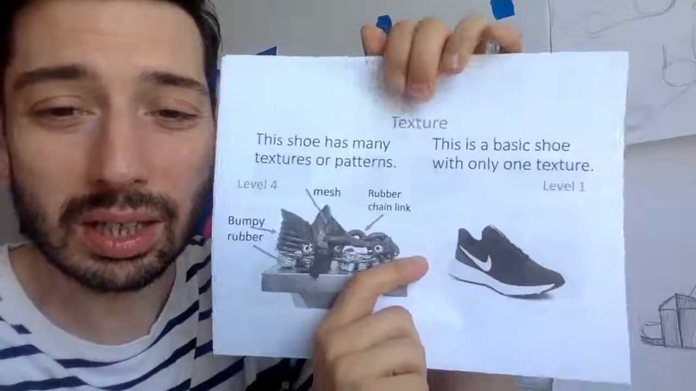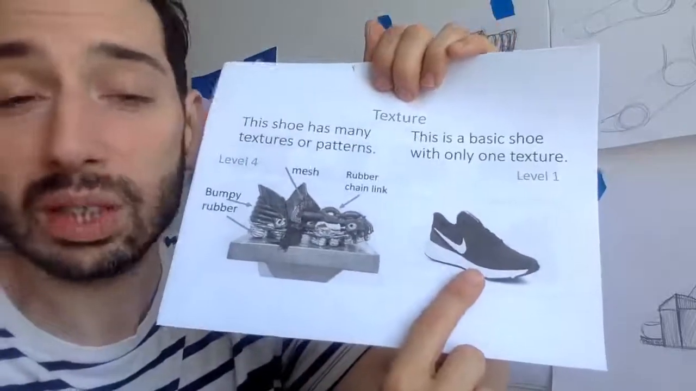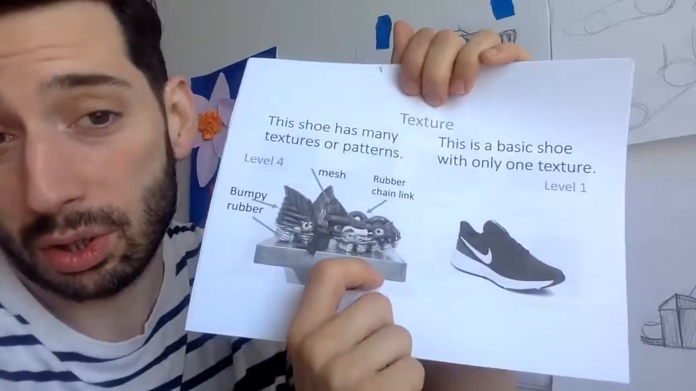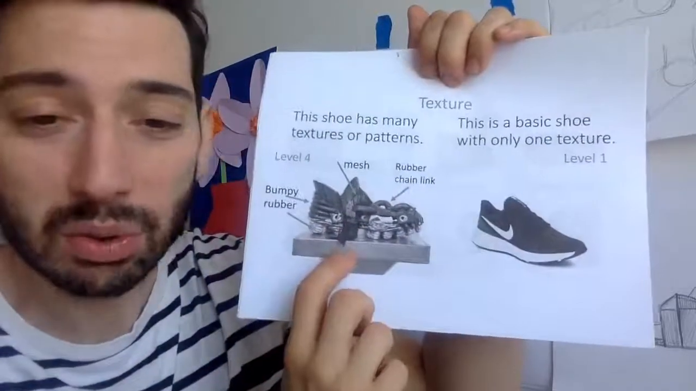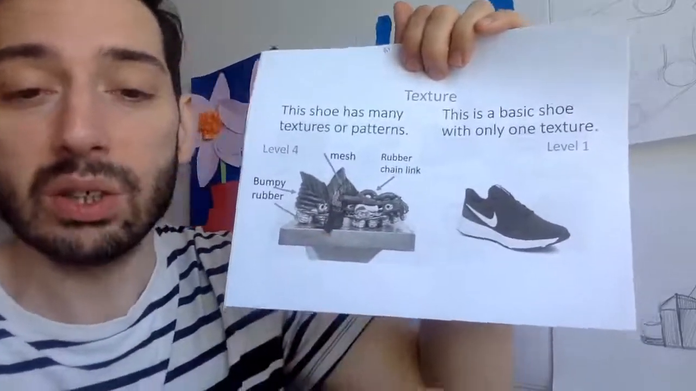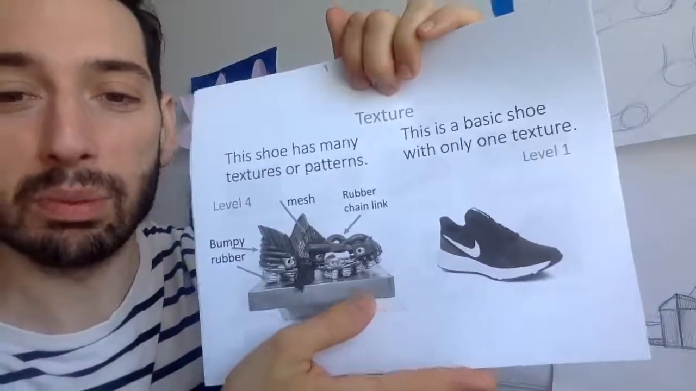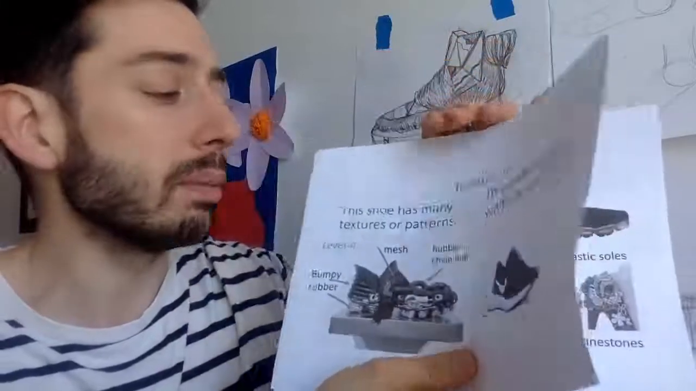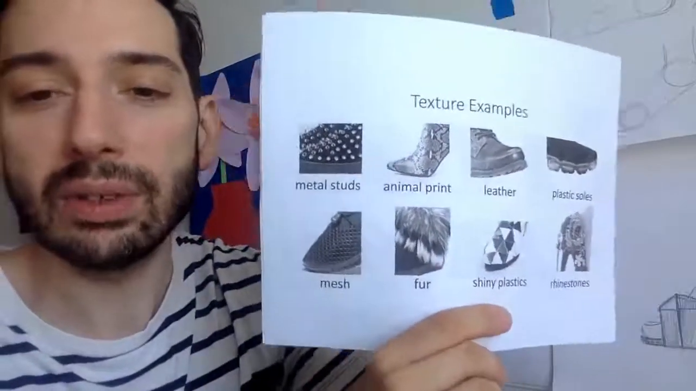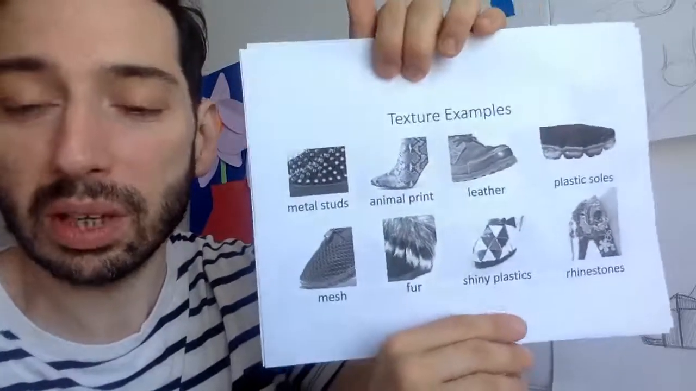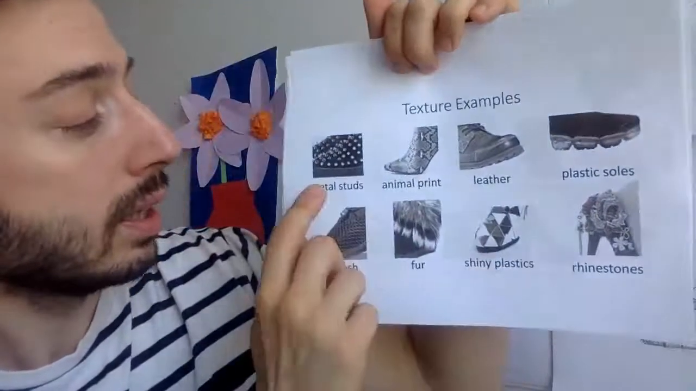You're trying to create a design that's unique and different and that we've never seen before. There's nothing wrong with something plain. I wear plain shoes. But since we're drawing something, we really want to exaggerate it and make it really different. So use a variety of textures. You can see, again, he's using bumpy rubber, mesh, and rubber chain link. I put on the PowerPoint different examples of certain textures you might commonly see in shoes that you can pull from when you're making your design.